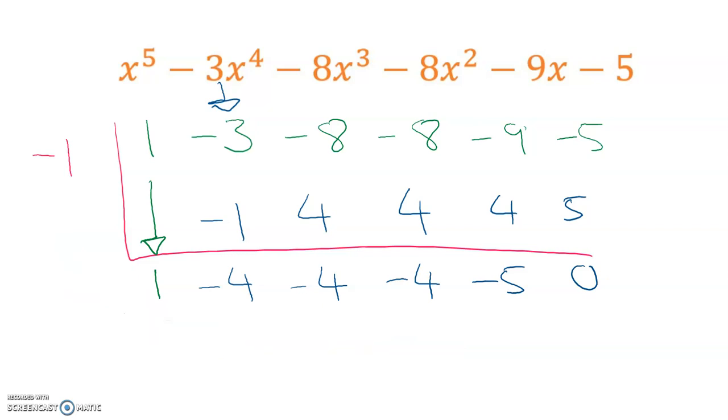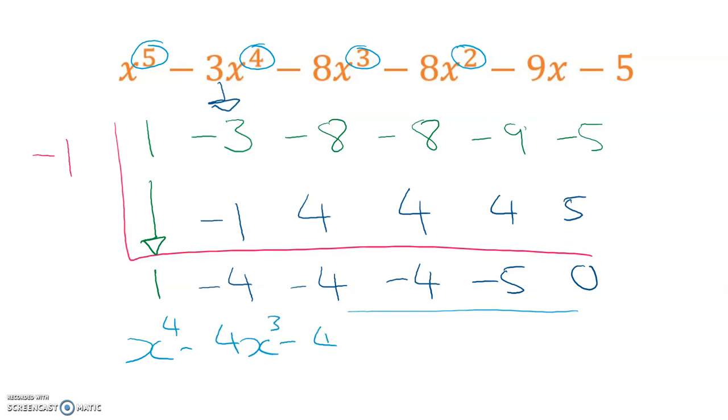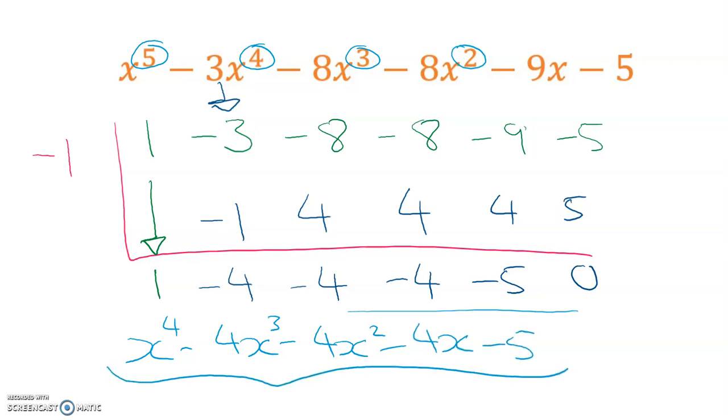So these coefficients here form the coefficients of our answer, and our answer has the same exponents as above reduced by 1. So this is going to be 1x to the power of 4 minus 4x cubed minus 4x squared minus 4x minus 5. Now looking at that polynomial, again, it's not an easy one to find the roots of, so we're going to have to use the rational root theorem again.